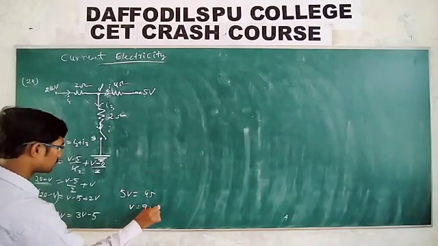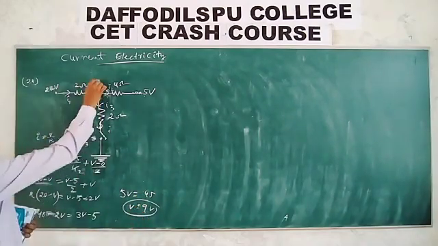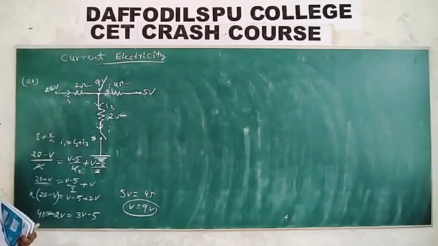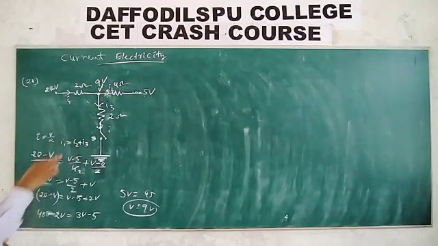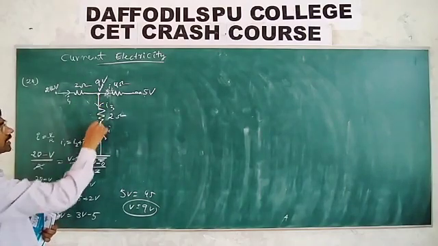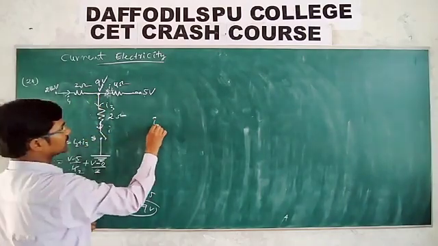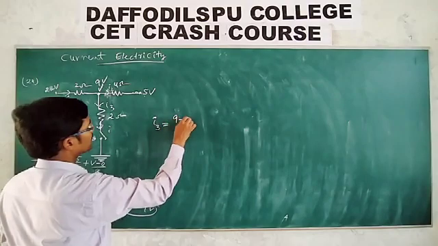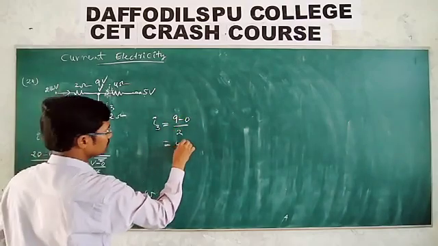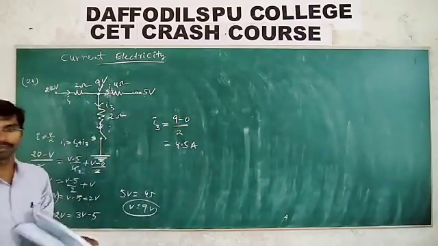Then V is equal to what? 9 volt. So at this point, what is the potential? 9 volt. Now 9 volt potential means the current flowing through this one, I3, is equal to 9 minus 0 by 2, which is 4.5 ampere.